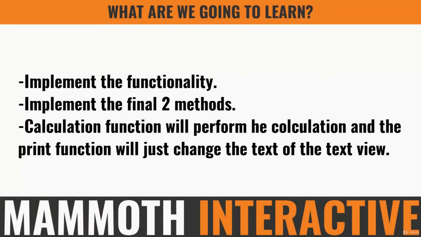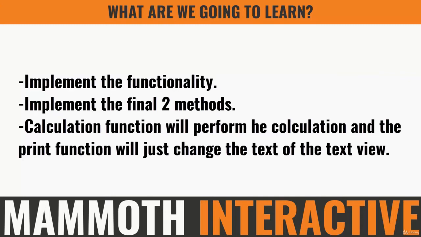Now we're going to implement the functionality of the app. Up until this point we just had the skeleton with all the variables declared. Now we're going to give it some kind of a purpose. So what we'll do is implement the final two methods at the bottom, the calculation and the print methods. The calculation function will intuitively perform the calculation.